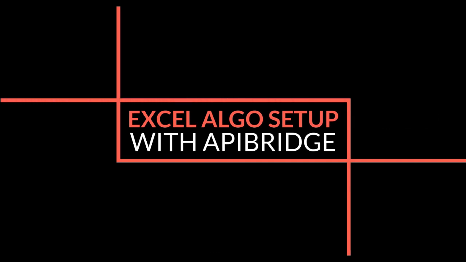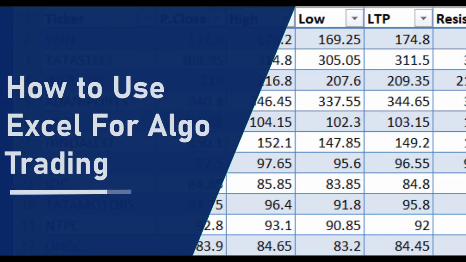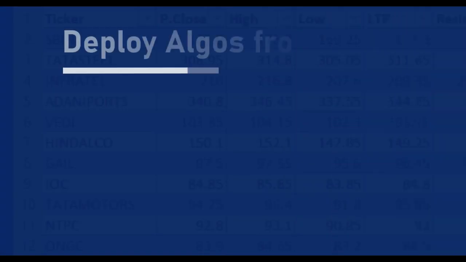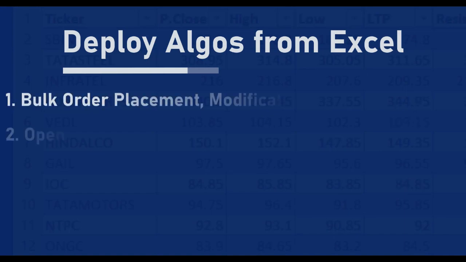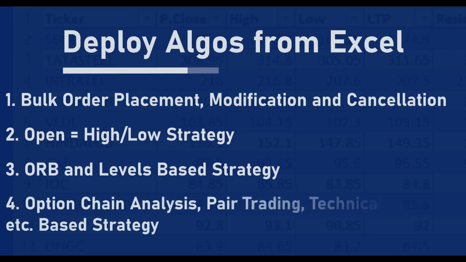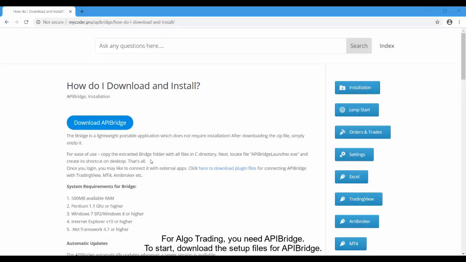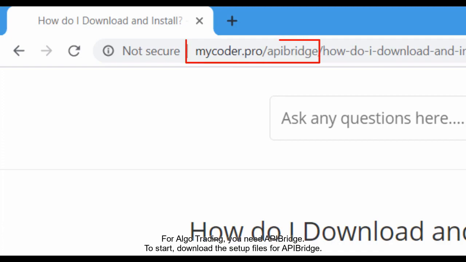Hello friends, I'm Jasmine. In this video, we will show you how to use Excel for algo trading without any coding. You can create algos in Excel using simple formulas: bulk order placement, modification and cancellation, second open high-low strategy, third run RGB and levels based strategy, option chain analysis, pair trading, technical analysis, etc. For algo trading, you need API bridge.